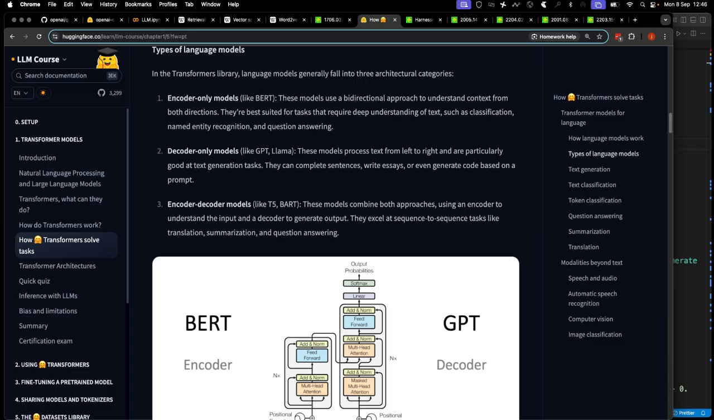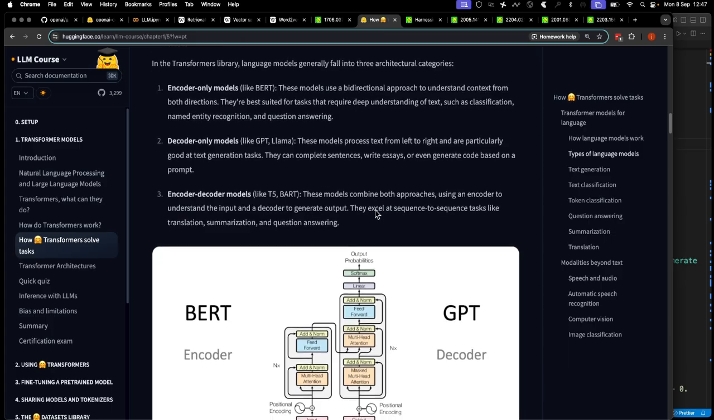When we look at this, we know that encoder-only models like BERT are designed for bi-directional context and understand the input very well. As a result, they are suited for understanding text, such as classification, named entity recognition, and question answering. All right. And the encoder-decoder models like T5 and BART do sequence-to-sequence tasks, so they are good at translation, summarization, and question answering.